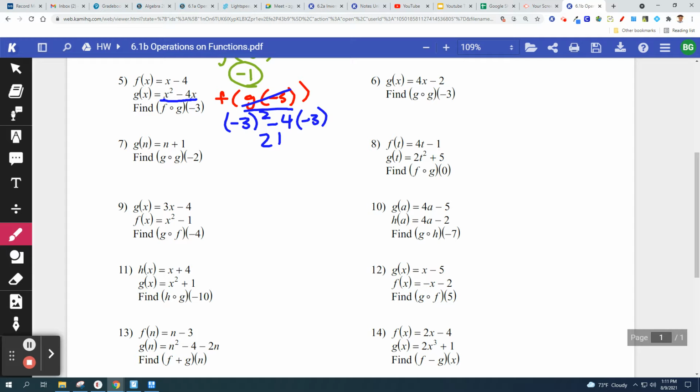Now we need to plug that into the f function. We need to find f of 21. That means plug in a 21 right there. 21 minus 4 is 17.